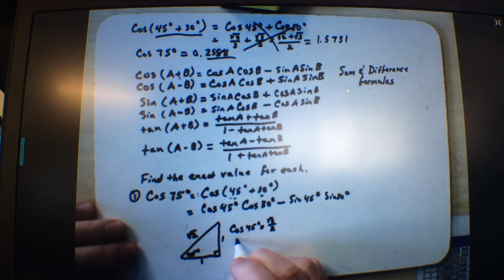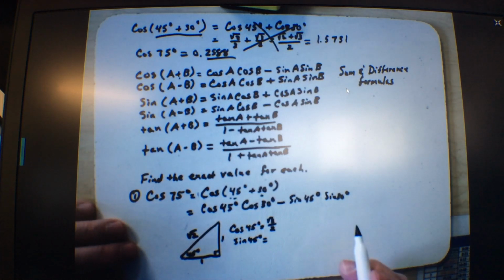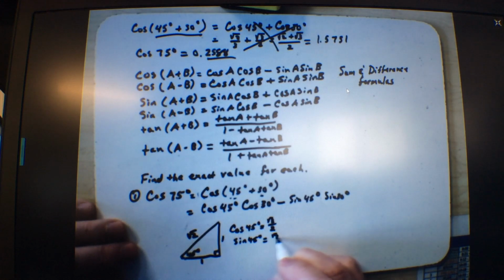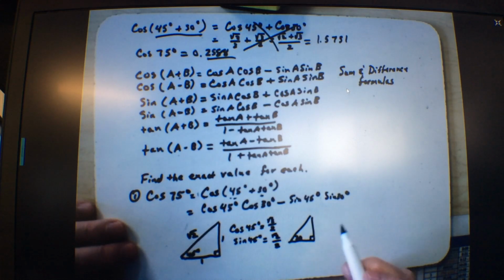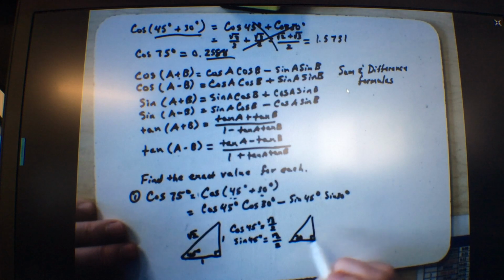Might as well just do sine of 45 degrees while we're here, right? Sine of 45 degrees is the same thing, correct? All right. Now we're going to do a different triangle. And this is a 30, 60, 90. And I just labeled a 30. Across from the 30 is 1. Across from the right angle is the hypotenuse, it's 2. And this is the square root of 3, correct?